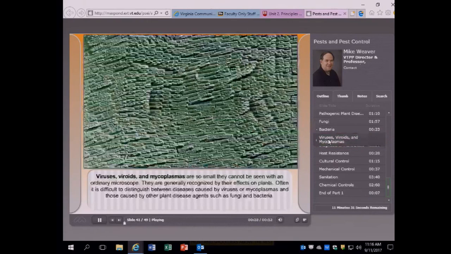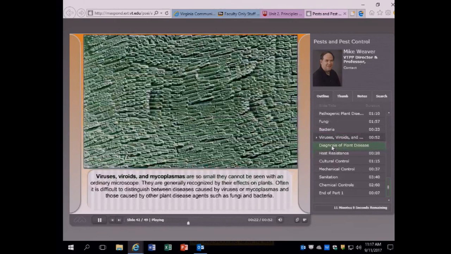The viruses, viroids, and mycoplasmas have a lot of similarity. They're extremely small. They can't be seen with an ordinary microscope. They're generally recognized for their effects on plants, and often it's very difficult to distinguish between diseases caused by viruses, mycoplasmas, and viroids and those caused by other plant disease agents such as fungi and bacteria.